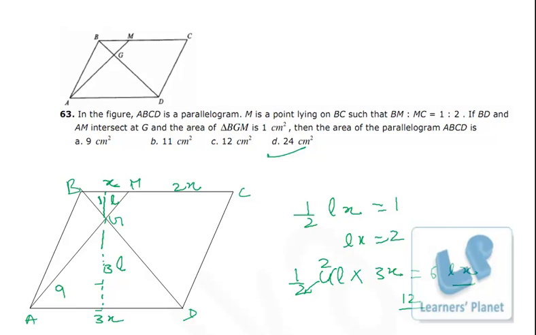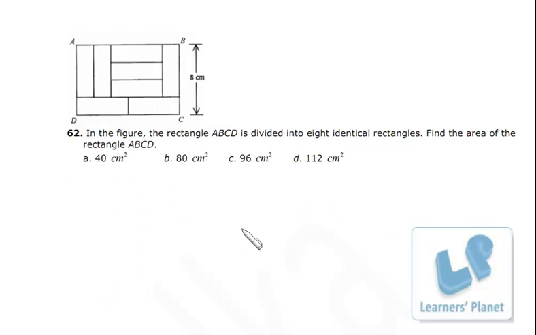Next one. In the figure, the rectangle ABCD is divided into 8 identical rectangles. Find the area of rectangle ABCD. Pretty simple problem. You hardly need paperwork to solve this problem. See, this BC has been given as 8, right?